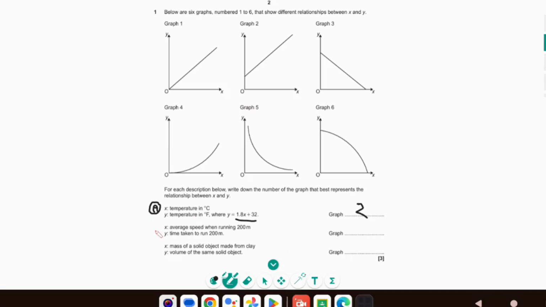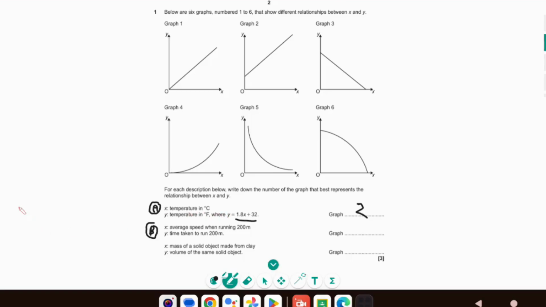Okay, for part B. Average speed when running 200 metres on the x-axis, time taken to run 200 metres on the y-axis. Now I know as the speed increases, the time taken to run the 200 metres will decrease. So we're looking at graph 3 and graph 5.